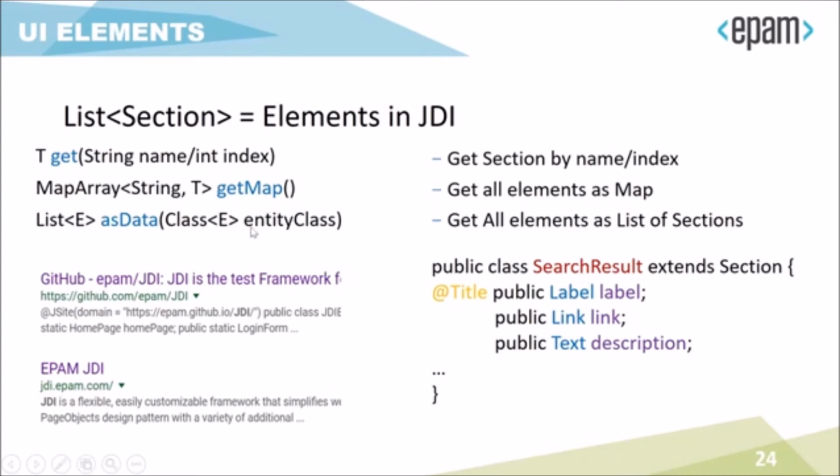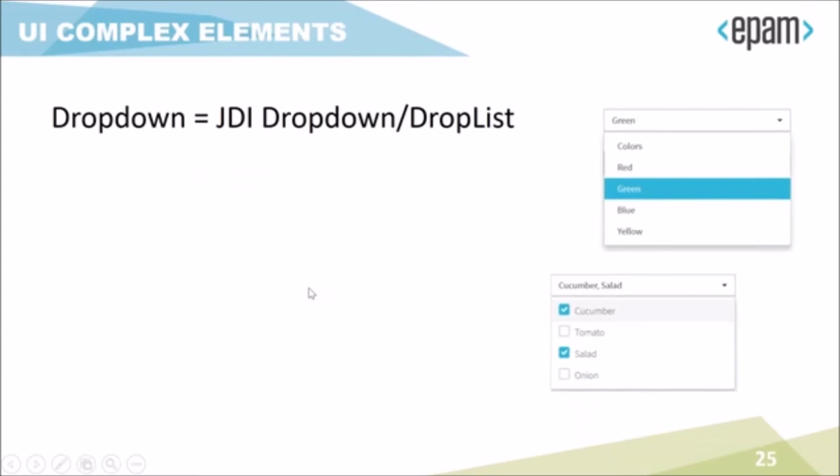You can get the elements by the name after that and operate with just one section. You can get a whole map of these elements and do the stuff that you can do with maps, or you can get all your elements as some entities. So, for example, here we can have the list of entities like search result that have three string fields, title, link, and the description, and you can do something with these entities.